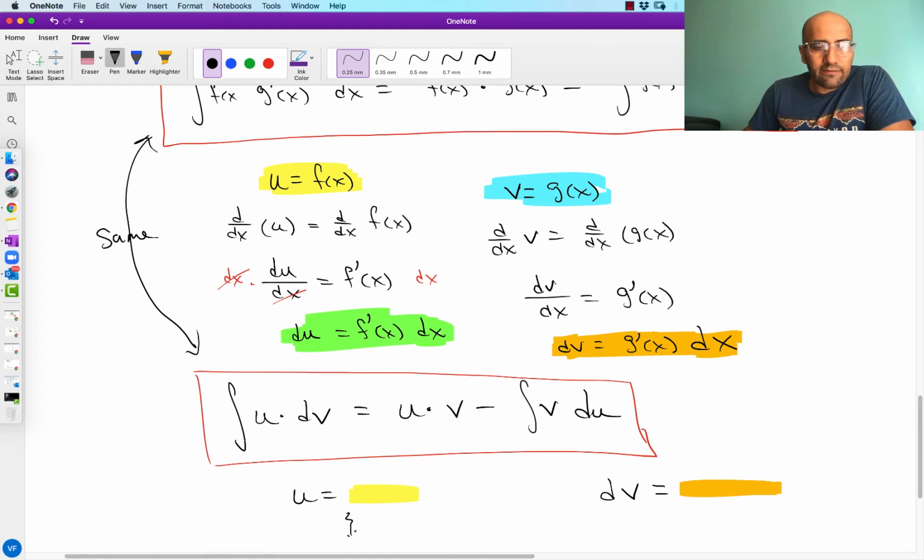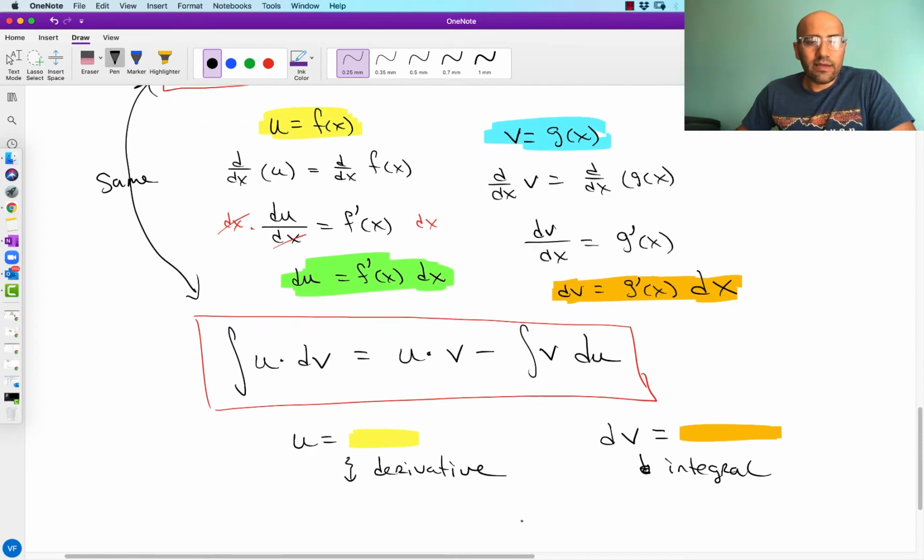In this direction, we're going to have to take a derivative, and that'll help us find our du. And then in this direction, we're going to have to take an integral so that we can find our value. So taking the derivative will help us find our du, and finding an integral will help us find v. And so by having this little square like this, we're able to state that the original integral is equal to the multiplication of the u times the v minus the integral of the v times the du.